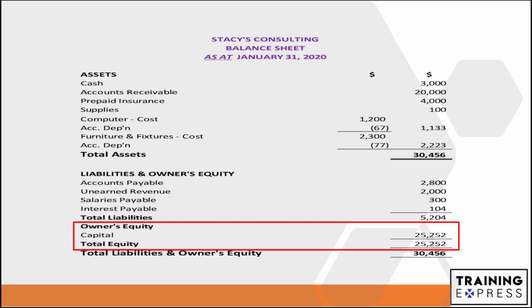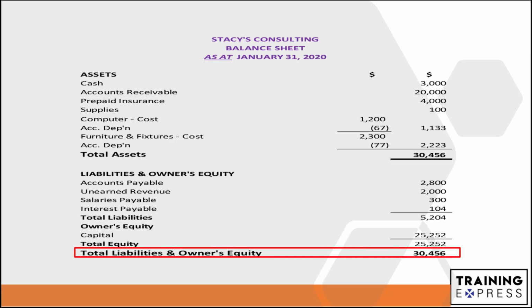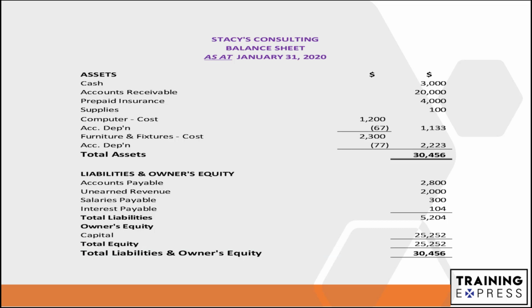And if you remember, the ending capital in that financial statement was $25,252. So our total equity here is $25,252. Now you can add your total liabilities as well as total equity, and total liabilities and owner's equity will be $30,456. Try to remember again balance sheet equation. In that balance sheet equation, assets has to be equal to liabilities plus owner's equity.